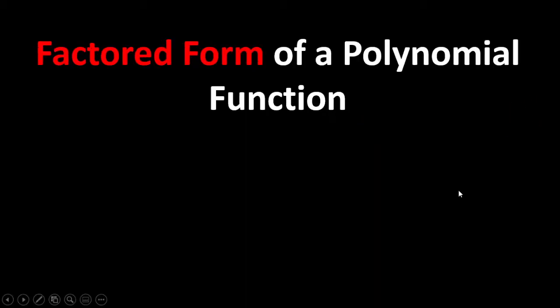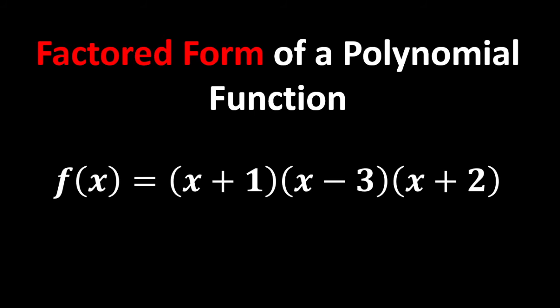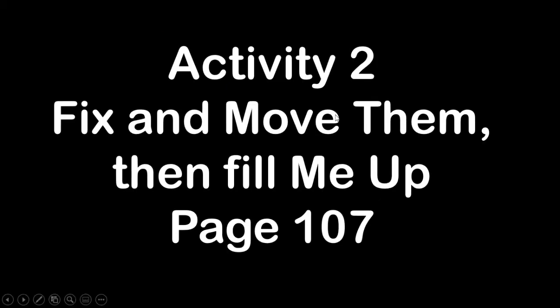Okay? Next, the other one is the factored form. Factored form of a polynomial equation, function, should I say. Let's have an example. Say f of x is equal to x plus 1 quantity, x minus 3 quantity, x plus 2. So this is the factored form. Now, as for your activity, you will answer activity 2. Title, fix and move them, then fill me out. So, page 107 siya.